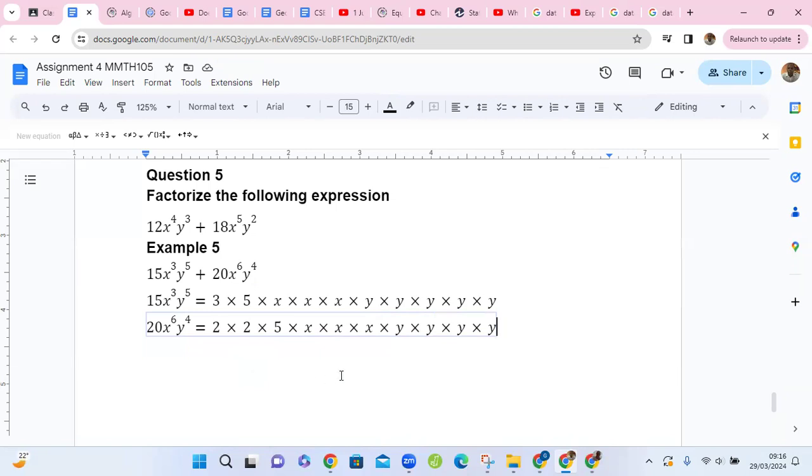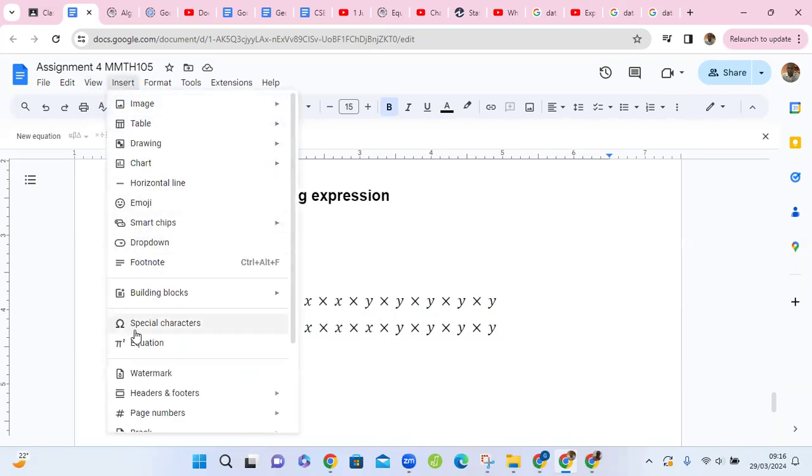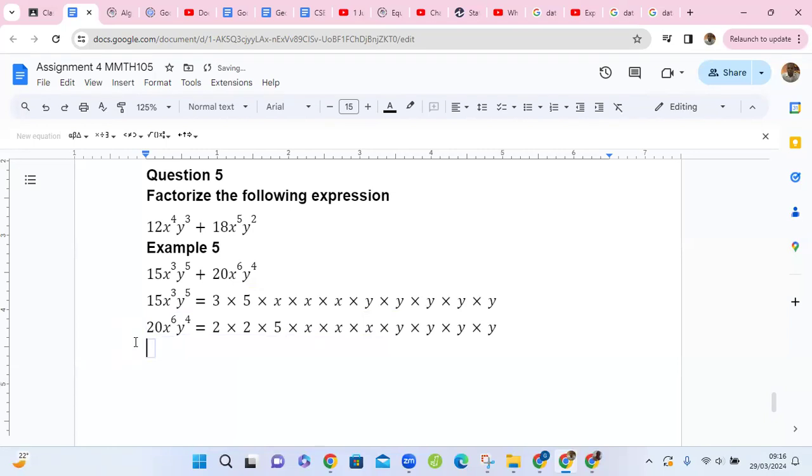Now, what we need to do is to identify the highest common factor between those two expanded expressions. So when we look at the numbers, what are we mentioning twice? We have 3 and 5. We have 2, 2, and 5. So we're mentioning 5 twice. So 5 is the highest common factor. Let's do the same for the x's.